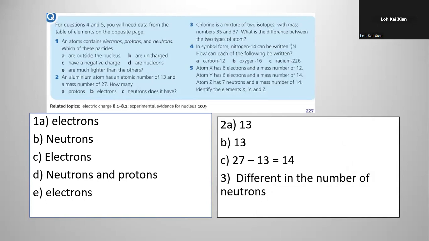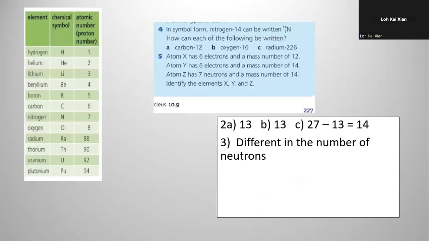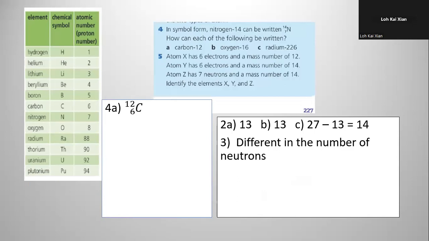In symbol form, nitrogen-14 can be written as that. How can each of the following be written? For A, it will be 12, 6, C, and then B will be 16, 8, O. C will be 226, 88, Ra. Make sure you know how to write all these symbols.